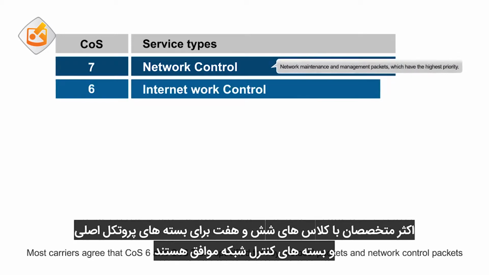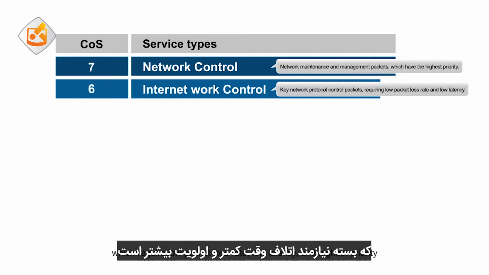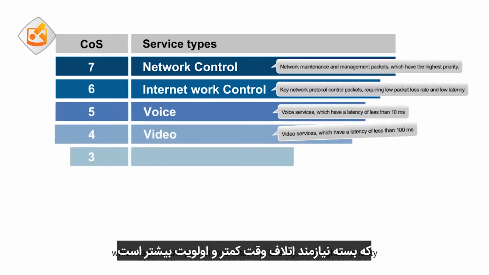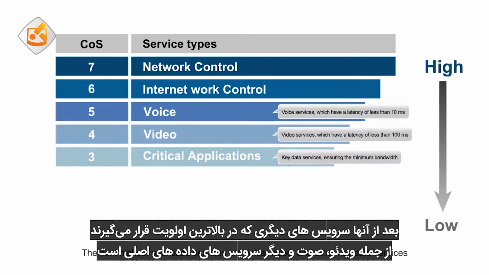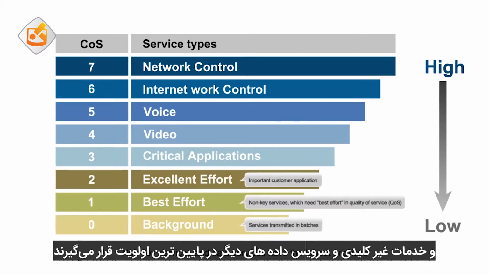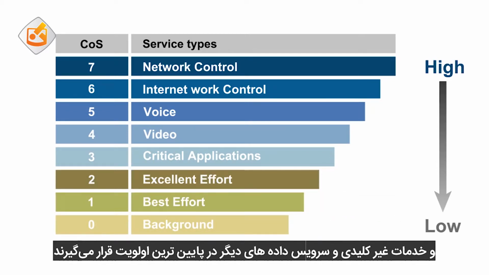Most carriers agree that Class 6 and Class 7 are specified for key protocol packets and network control packets, which require low packet loss rate, low latency, and highest priority. The next highest prioritized services are voice, video, and other key data services. Non-key services and data services have the lowest priorities.